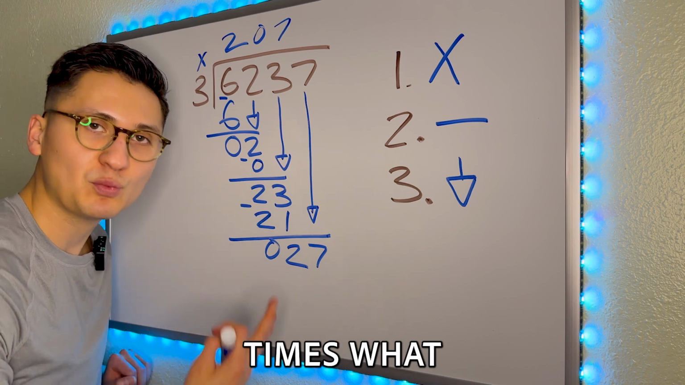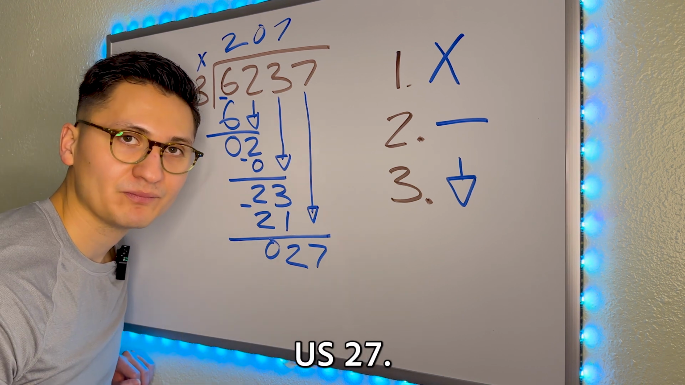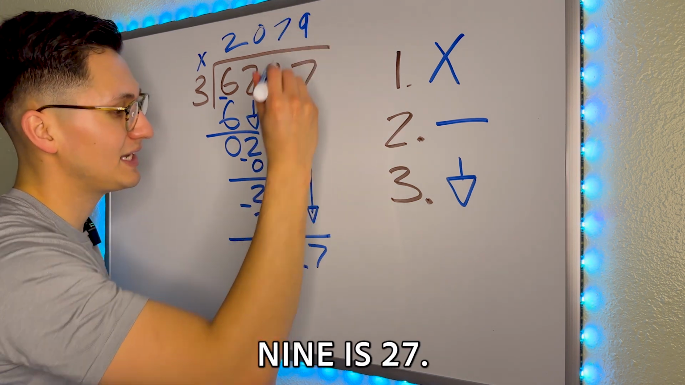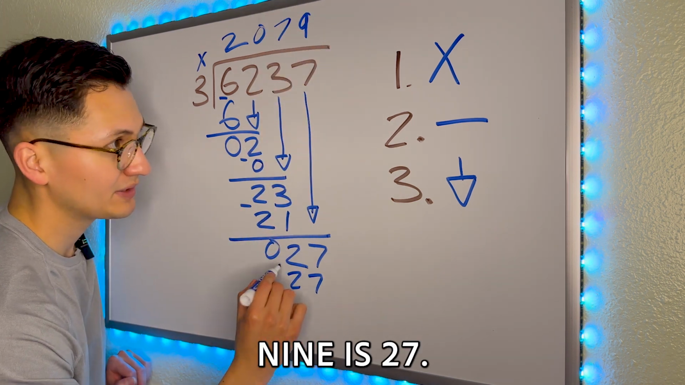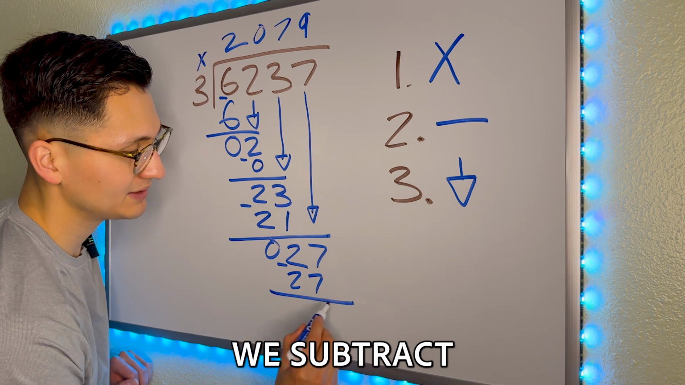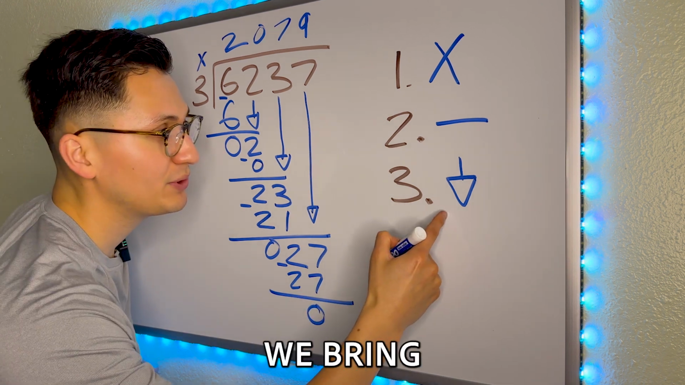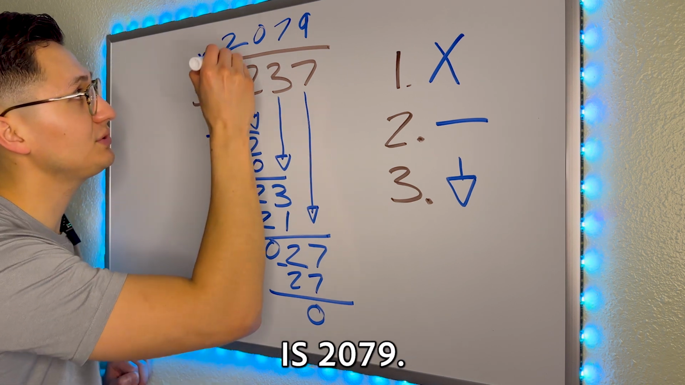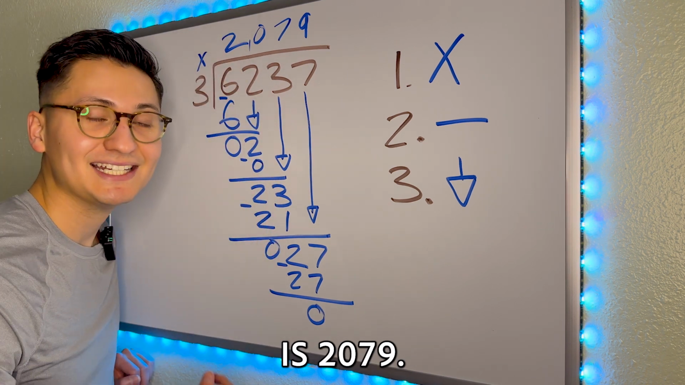Now 3 times what is going to give us 27? Well, 3 times 9. 3 times 9 is 27. Step 2, we subtract. 0. We bring down. There's nothing left to bring down. Therefore, the answer is 2079.